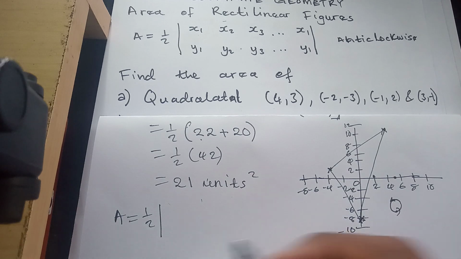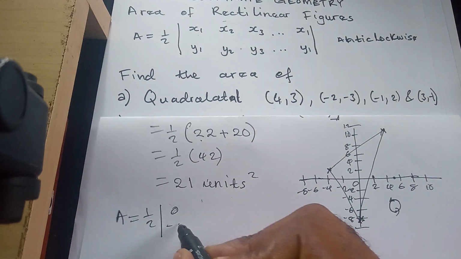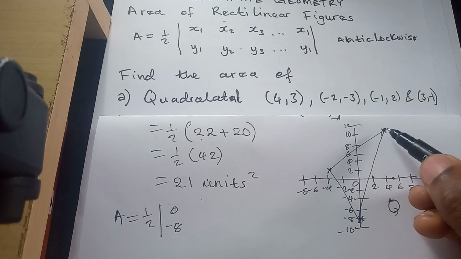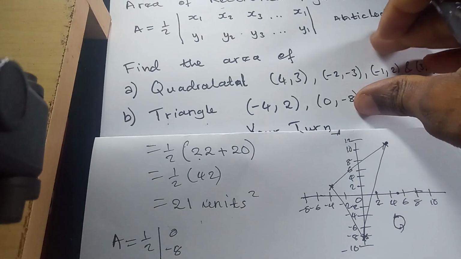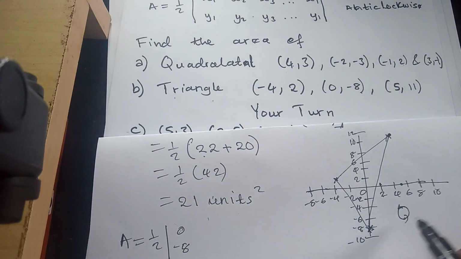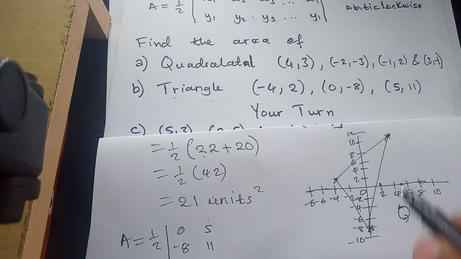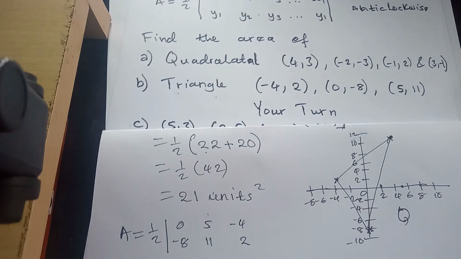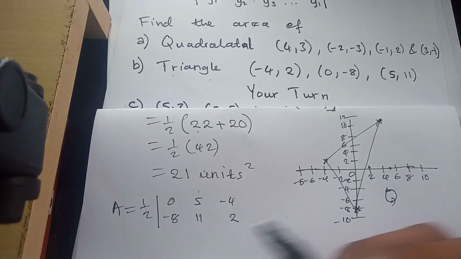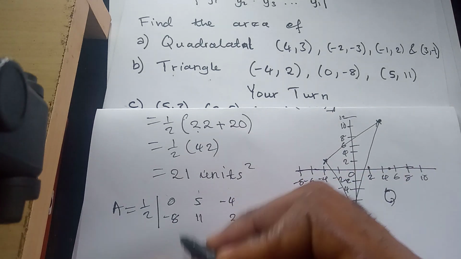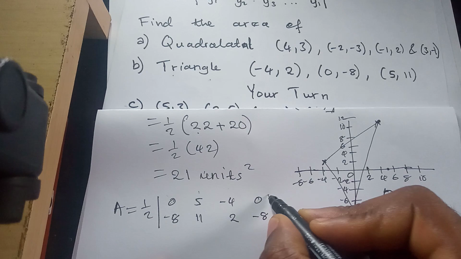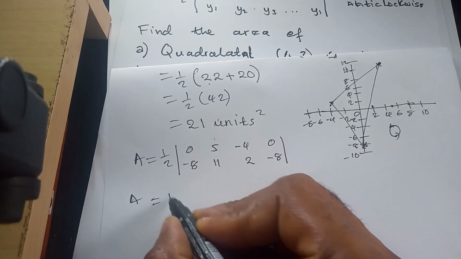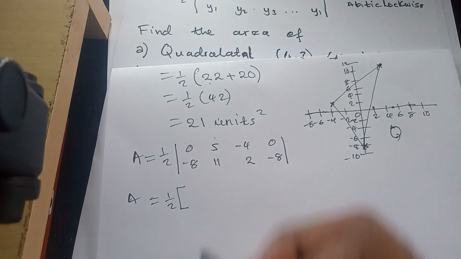So my first point will be 0, -8, and then this will automatically be my second point, which is 5, 11, and then finally we have this one here, which is -4, 2, and then don't forget to repeat the first set of entries. So you have 0, -8, and then you find your major diagonals, so you can say half, and then you have square brackets.